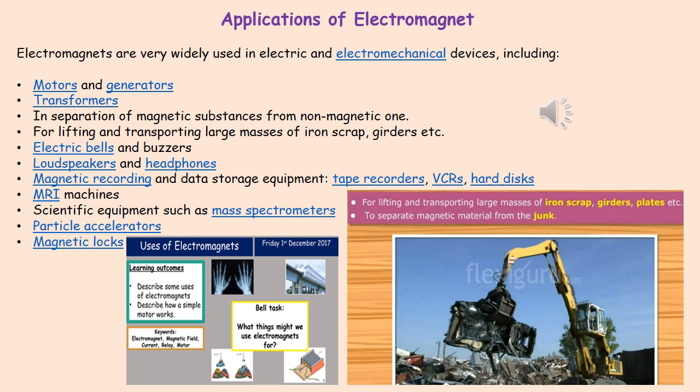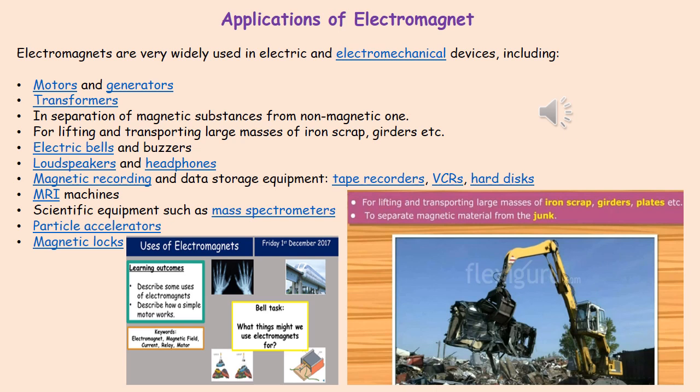What are the applications of an electromagnet? Electromagnets are very widely used in electric and electromechanical devices like motors, generators, transformers, electric bells, loudspeakers, phones, and in magnetic recording equipments like tape recorders, VCRs, hard disks. It is also used in medical technologies like MRI machines. It has its application in scientific equipments also, like mass spectrometers, particle accelerators, magnetic locks, etc.